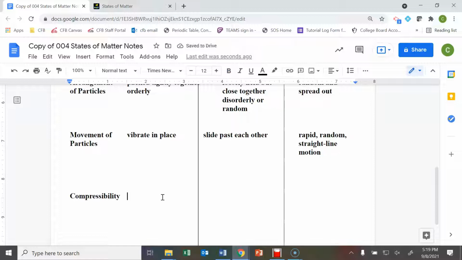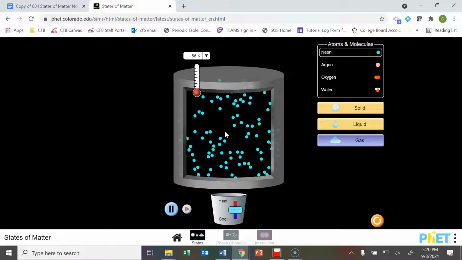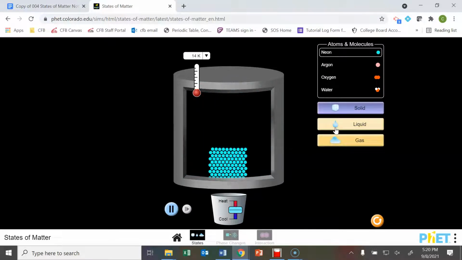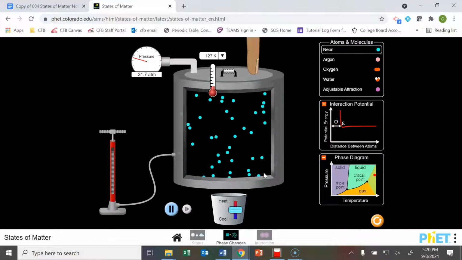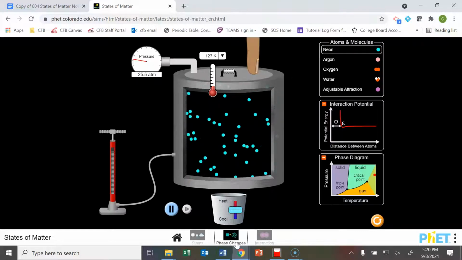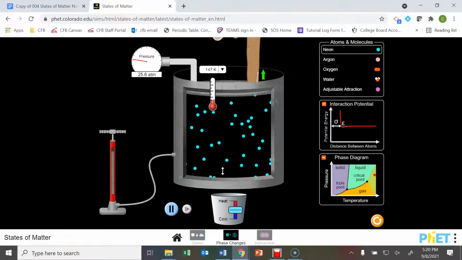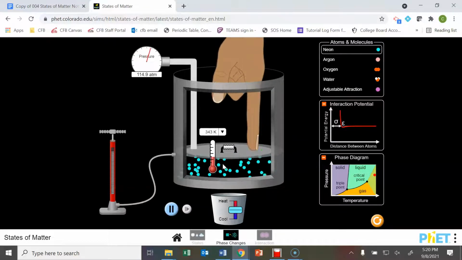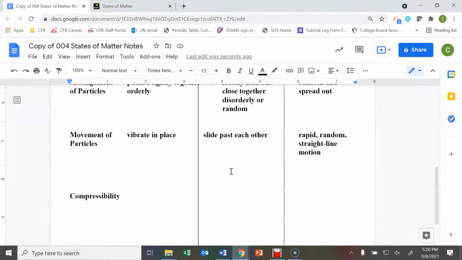All right, compressibility. So that goes back to the other animation. If I have a solid, if I were to try to cram that down, I couldn't compress it. If I had a liquid, I can't compress it. Same. But if I have a gas, I can compress it. I can push it into a smaller space. It might have a high pressure, but I can actually move it into a smaller space.